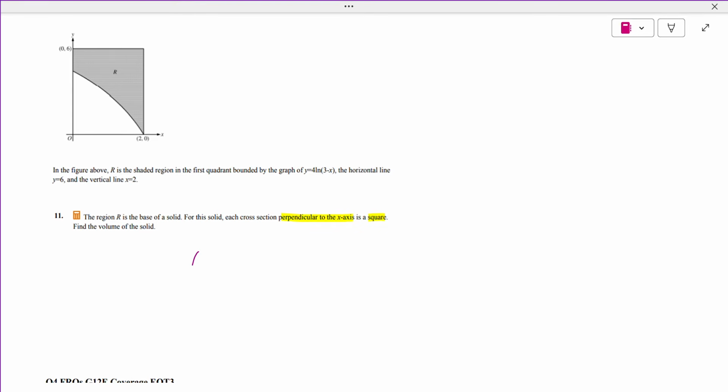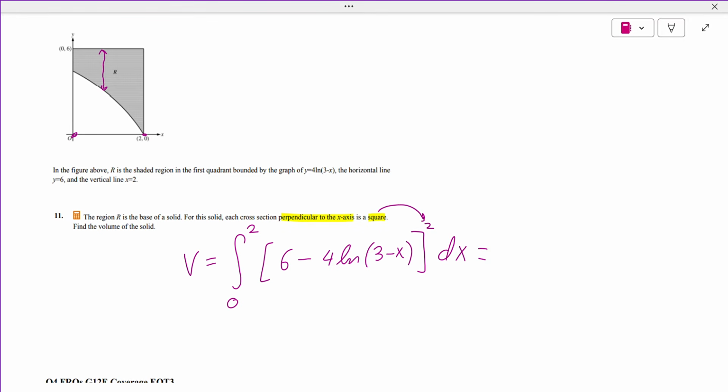Well, to find the volume of this solid, you will integrate from 0 all the way to 2, right? Now the cross section looks something like this, which is the difference between the upper one, which is 6 minus the lower one, which is 4 ln of 3 minus x. This is squared because these are squares, dx. This is equal to 266.